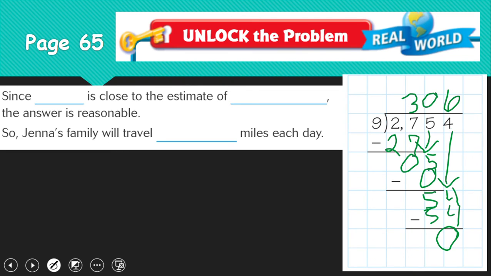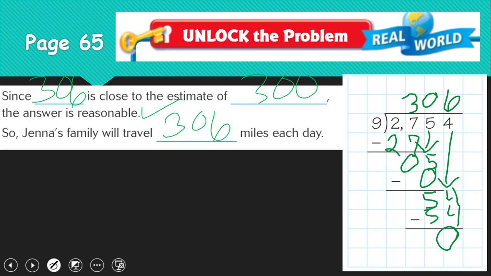And since 306, let me erase that. Since 306 is close to the estimation, which we stated was 300, we can say that our answer is reasonable. It is reasonable. It's really close. So yes, it is reasonable that our answer is correct. So Jenna's family will travel 306 miles each day.